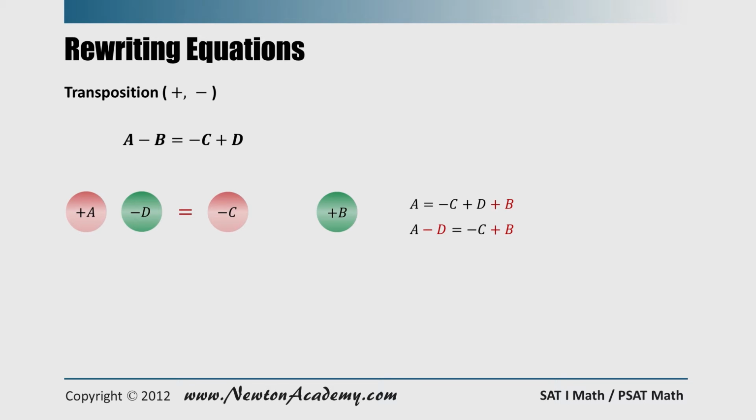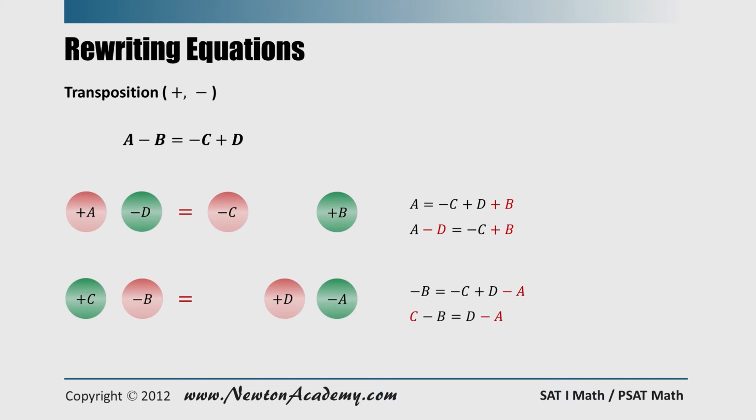Let's practice this one more time. All right, this is the original equation. Let's transpose positive A to the other side of the equation. It becomes negative A. So negative B equals negative C plus D minus A. Now let's transpose negative C to the other side of the equation, and it becomes positive C. So C minus B equals D minus A.